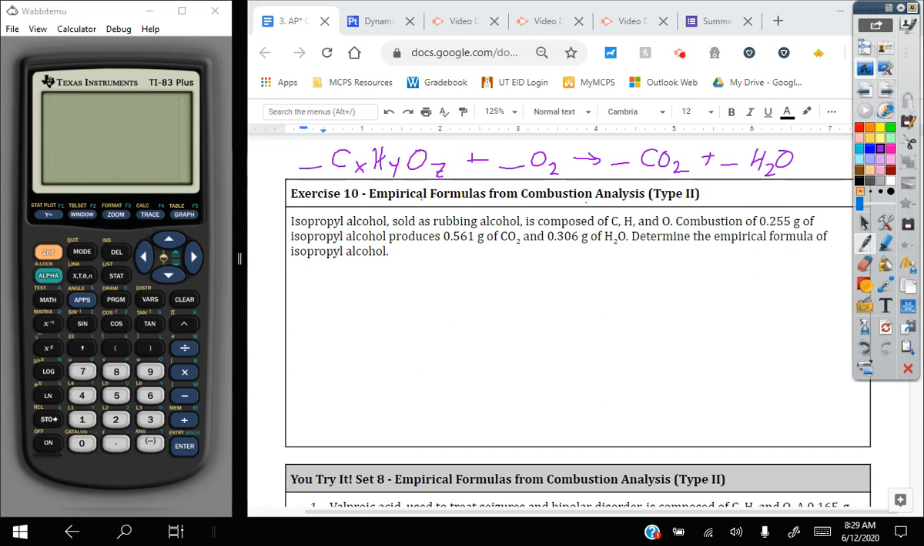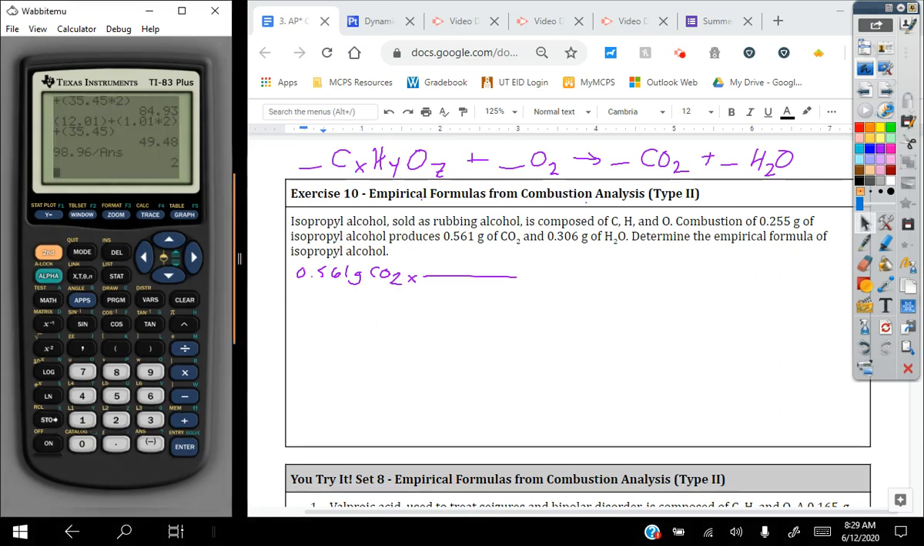Now, anytime you are given grams of a substance, you should just get in the habit of trying to get those grams to moles because that will be the most helpful for us down the line. So we have our 0.561 grams of CO2. If you want to cancel grams out, you're going to need the molar mass of carbon dioxide on the bottom and 1 mole of carbon dioxide on the top.